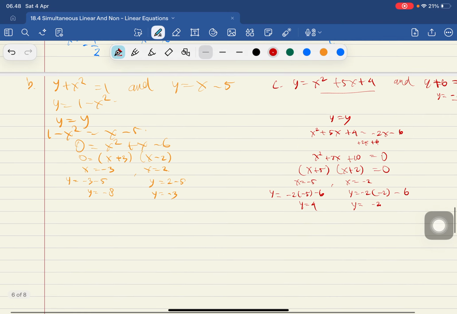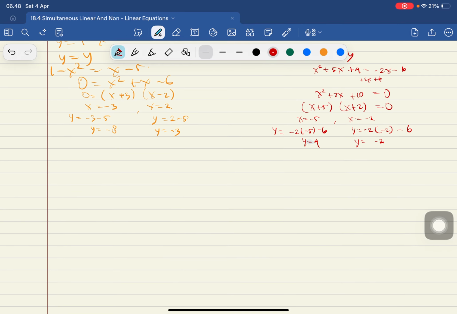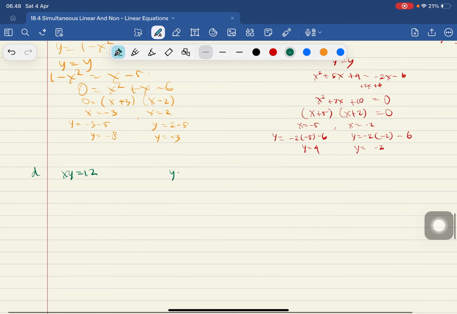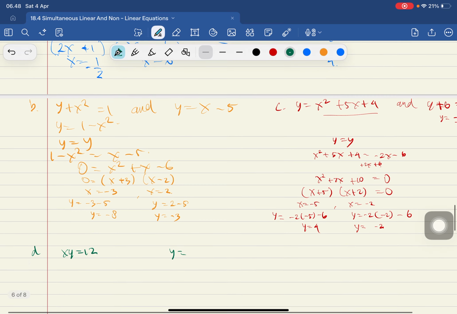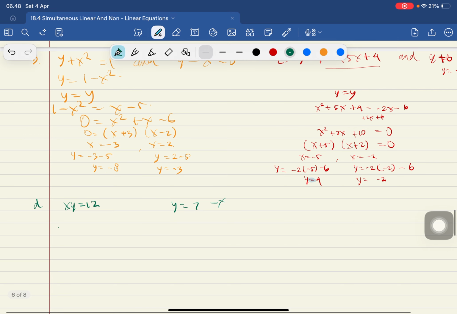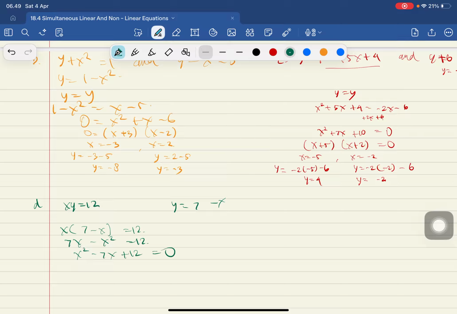D, xy equal to 12. Let me write it here. D. So xy equal to 12, and then y equal to 7 minus x. Okay, let's substitute it. So substitute y, so x and then y changed into 7 minus x equal to 12. So 7x minus x squared equal to 12. We can rearrange it. So x squared minus 7x plus 12 equal to 0.